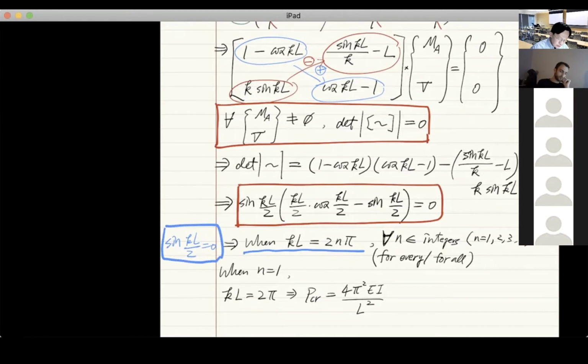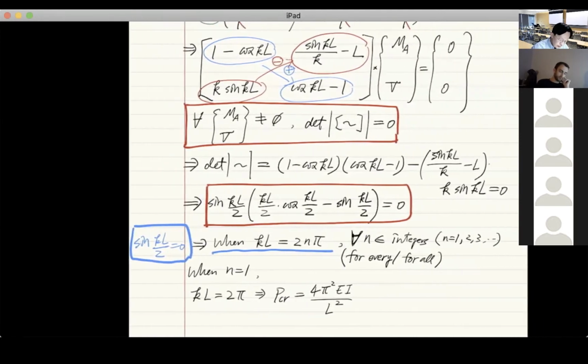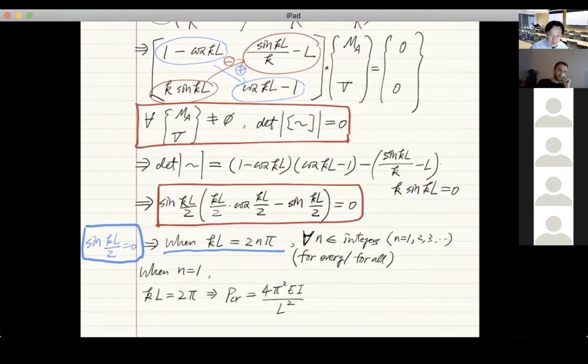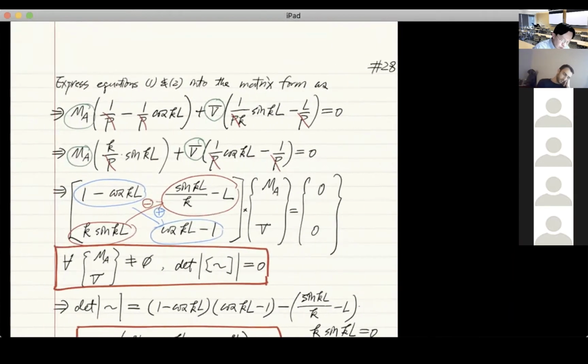And the next condition is to let the second term be 0, because it's sine k over 2 times a bunch of terms, right? So that's how we're going to go to the next one.